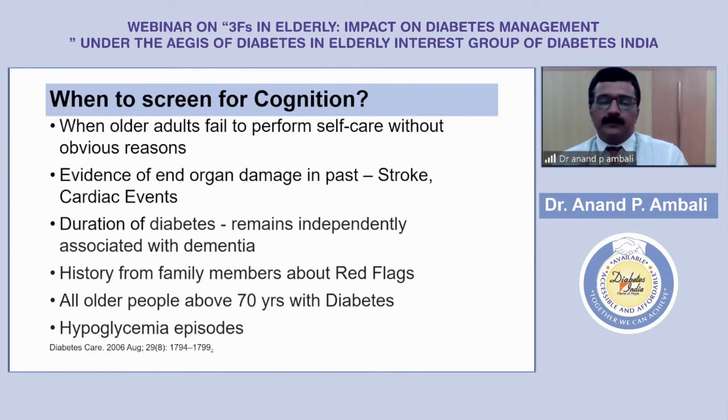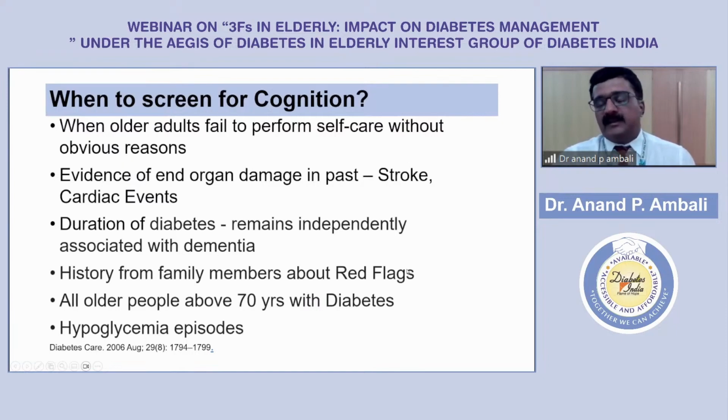When an old person comes with a history, usually from the family members, that he is not able to take care of himself without obvious reason, then suspect that some cognitive impairment is there. Also look for evidence of end organ damage like stroke or cardiac events that can even further lead to dementia, and the duration of diabetes, as I've been emphasizing, and history from family members of red flag signs.